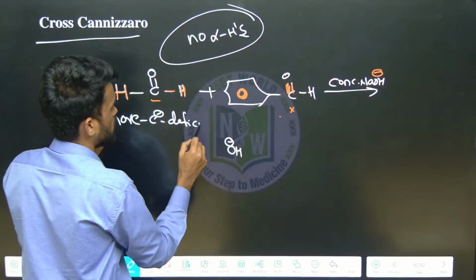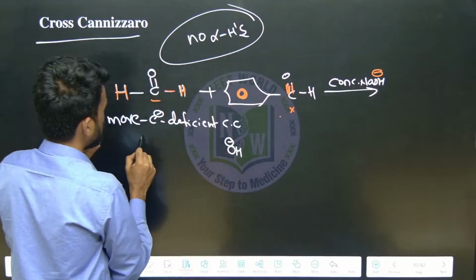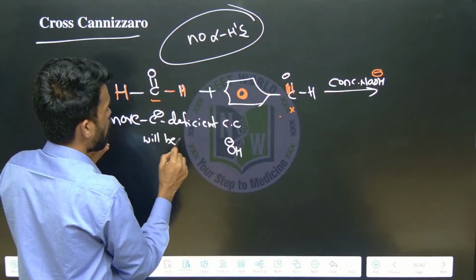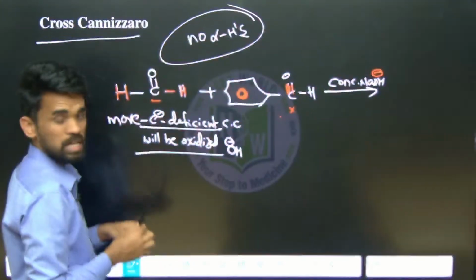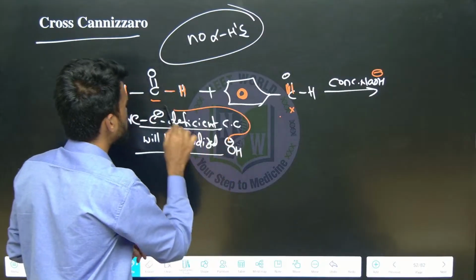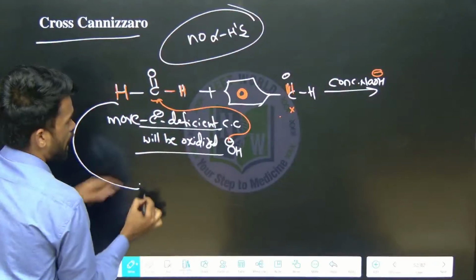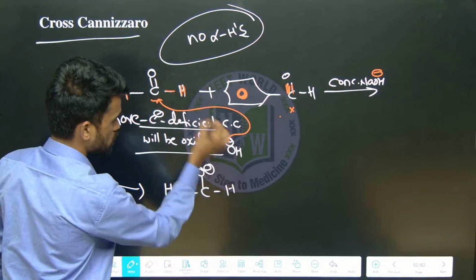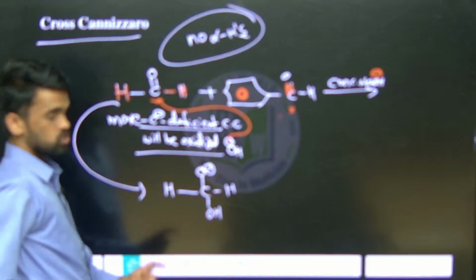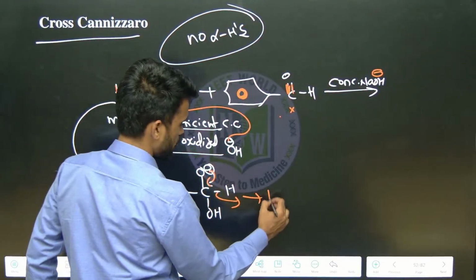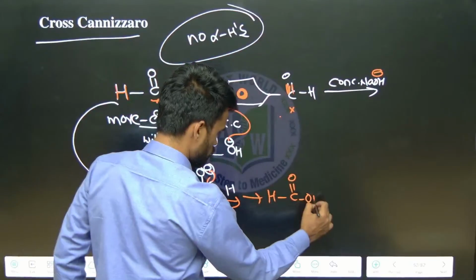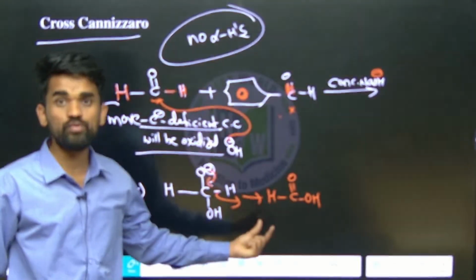The more electron deficient carbonyl compound will be oxidized. Which is oxidized? The more electron deficient carbonyl compound will get oxidized by addition of this OH minus. So if we add OH minus, what is the product formed here? It becomes O minus, H and OH like this. Now next what happens? Hydride elimination. The hydride comes out, giving HCOOH. See, formaldehyde is converted into formic acid.